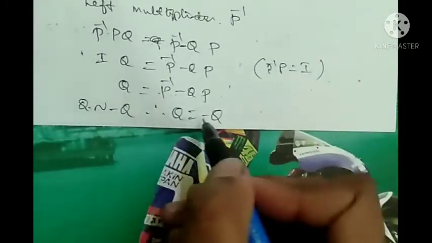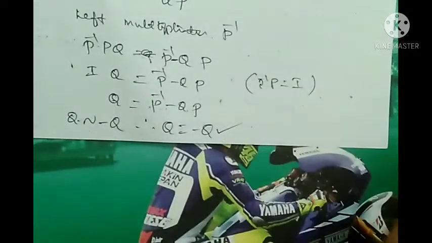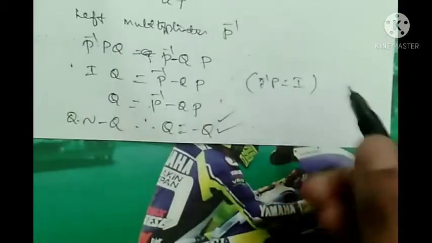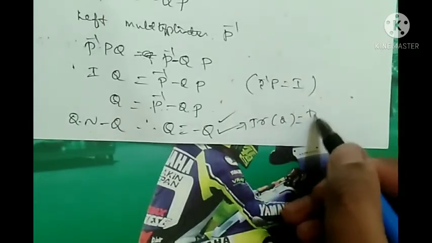I have uploaded details about similar matrices in my previous videos. Q similar to minus Q, therefore Q is equal to minus Q. We write it like this also, meaning all the properties of Q hold for minus Q also. What is the meaning of this? The eigenvalues of Q are the same as the eigenvalues of minus Q also. The determinant of Q is also the same as the determinant of minus Q. Therefore we apply that the trace of Q is equal to the trace of minus Q.